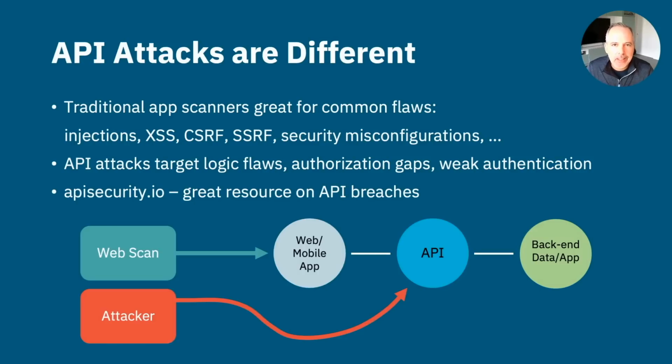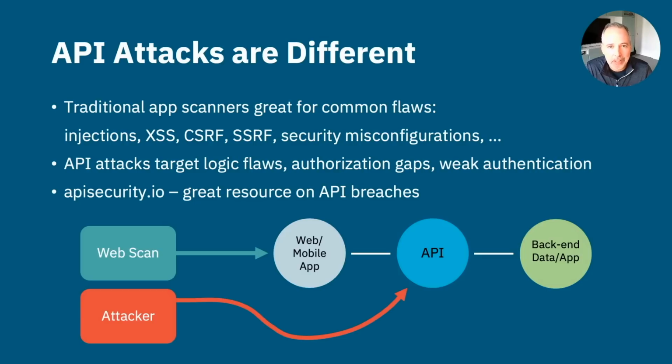But if you look at the breaches that successfully exploit APIs and result in the losses of hundreds of millions of records, this is not what's causing those breaches. It's not injections. It's not cross-site scripting. API breaches exploit something different, typically business logic flaws or gaps in authorization or weak authentication and the like.